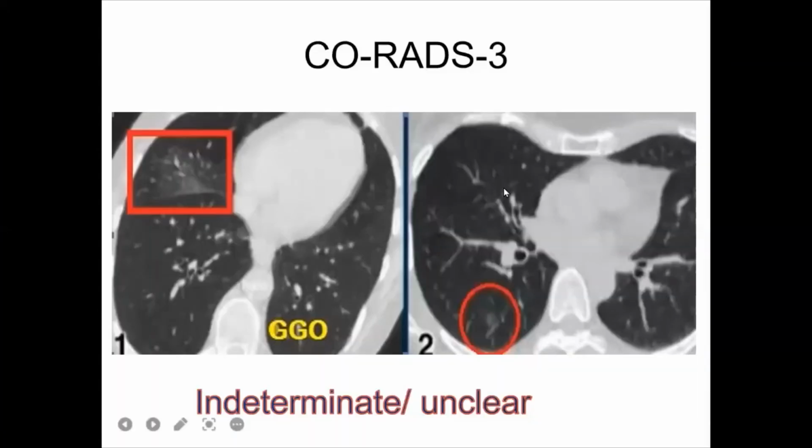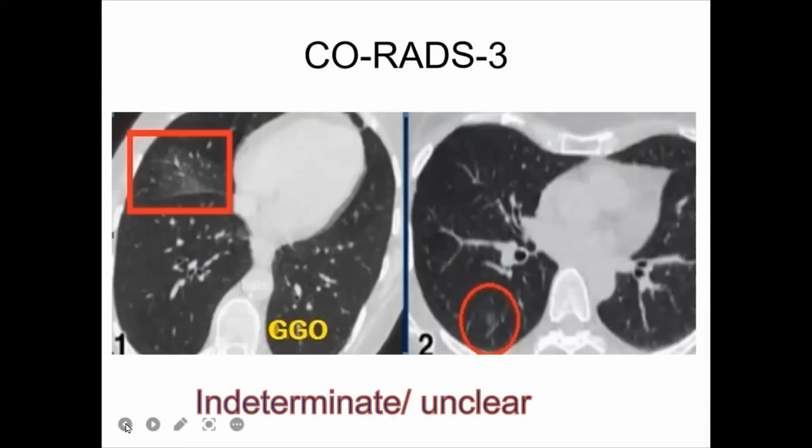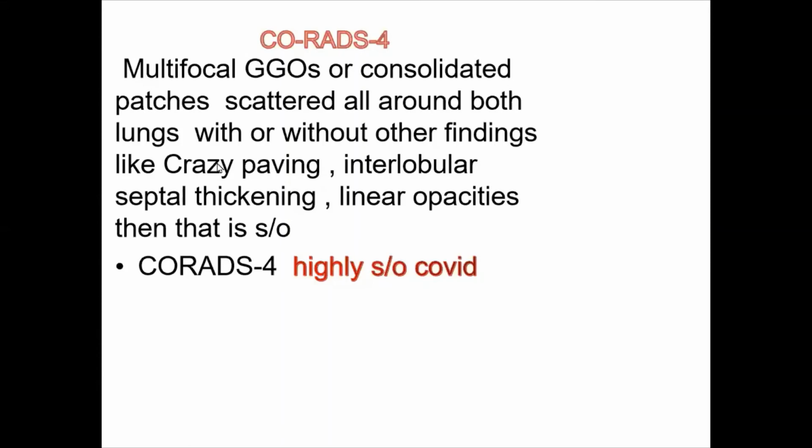But this is the CT slide of the same indeterminate or Co-Rads 3. Here you can see what I have just demonstrated. You can see this is GGO, ground glass opacity, occasional. So let us move further to Co-Rads 4. In Co-Rads 4, it is a confirmed case, highly suggestive of COVID pneumonia.